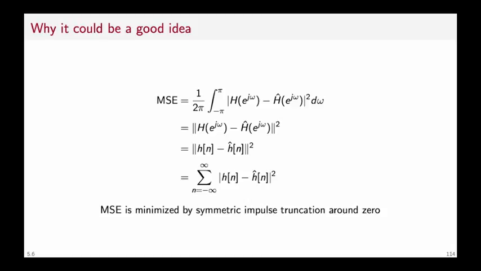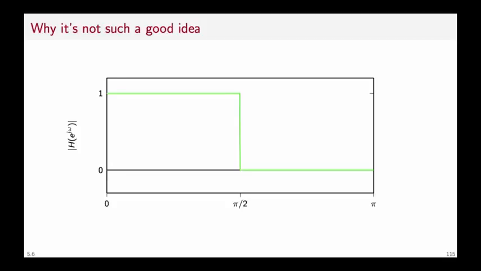The impulse response of the ideal low pass is the sinc, and you remember it decays monotonically as 1 over n. So the mean square error is clearly minimized if we pick values for ĥ[n] from an interval that is symmetric around 0, because in this way we're actually killing in that summation the largest terms. So we have seen why impulse truncation might be a good idea, but it's time to look at why it might not be such a good idea after all.